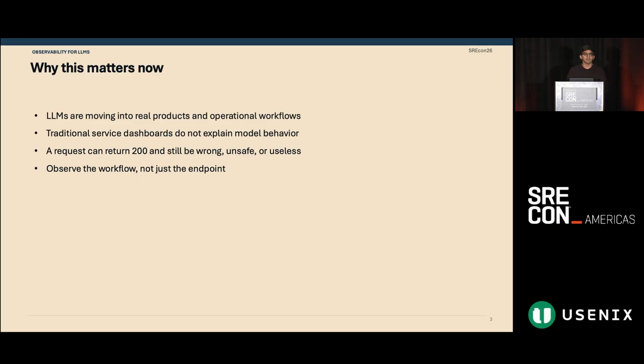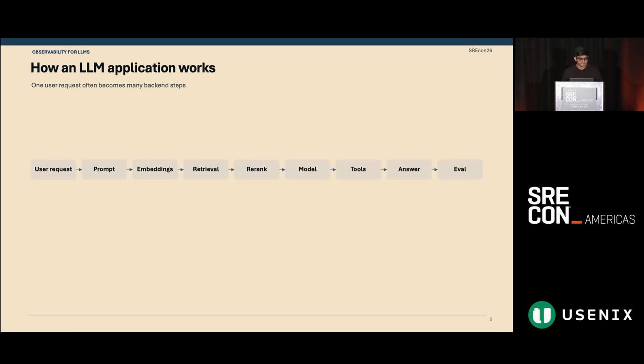For instance, did the model call the right tool? Did we retrieve the right context, the right documents, to answer the user question? So the key mental model for LLM applications is to observe the entire workflow, not just the endpoint.